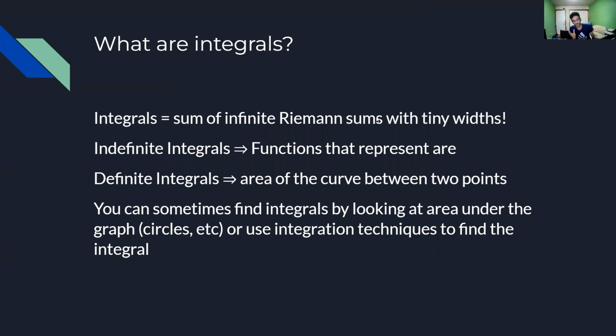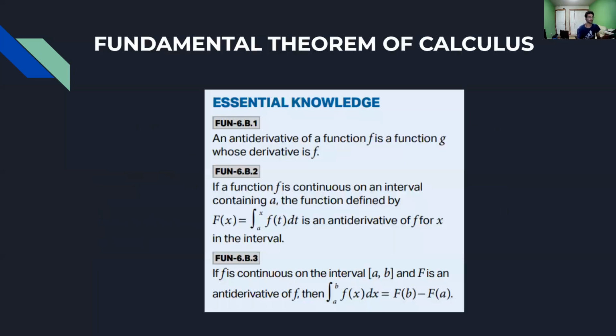So basically what integrals are is Riemann sums of infinitesimally small widths added up together, and that gives you the area of the curve, right? If you make those widths as small as possible and you use so many of those rectangles together, eventually you'll get the area of the curve. And that's what the integral represents. Indefinite integrals basically represent the function that represents area. I had a boo-boo in the spelling over there. And definite integrals represent the area of a curve between 2 points. And sometimes you can find the integral by just looking under the graph. You don't necessarily need a function to integrate, or you can use integration techniques to find the integral.